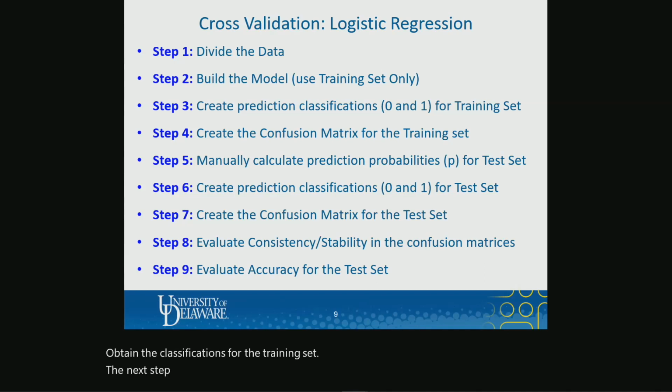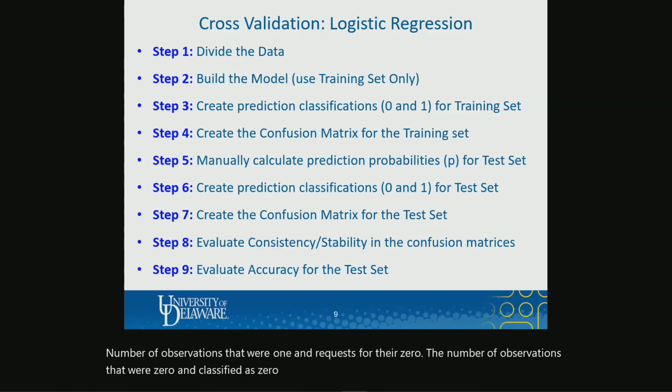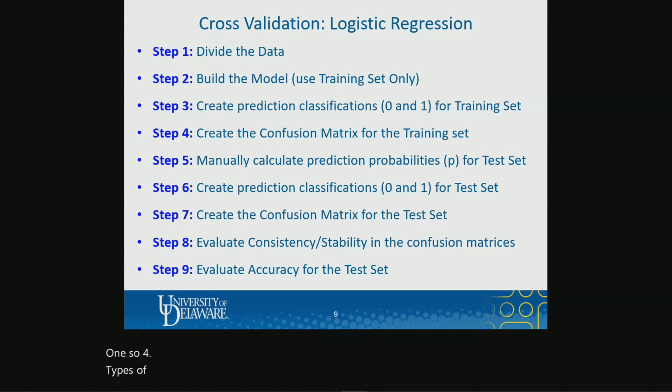The next step is to form the confusion matrix. So now we are diverging from the steps for the multiple linear regression. Here we have to form the confusion matrix for the training set. The confusion matrix is nothing but a matrix that shows the number of correct and incorrect classifications. That's it. So the number of observations that were 0 and were classified as 1, the number of observations that were 1 and were classified as 0, the number of observations that were 0 and classified as 0, and the number of observations that were 1 and classified as 1. So 4 types of classifications.